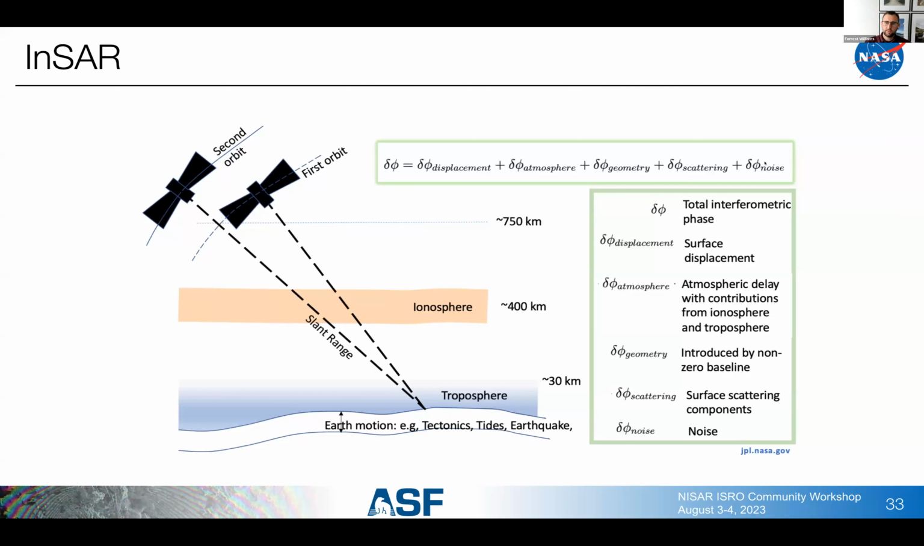And the final is phase change related to noise. Typically, this is due to the very slight sensor inconsistencies or other errors in our processing that we have to account for. But this is typically a random component that we aren't able to easily model.